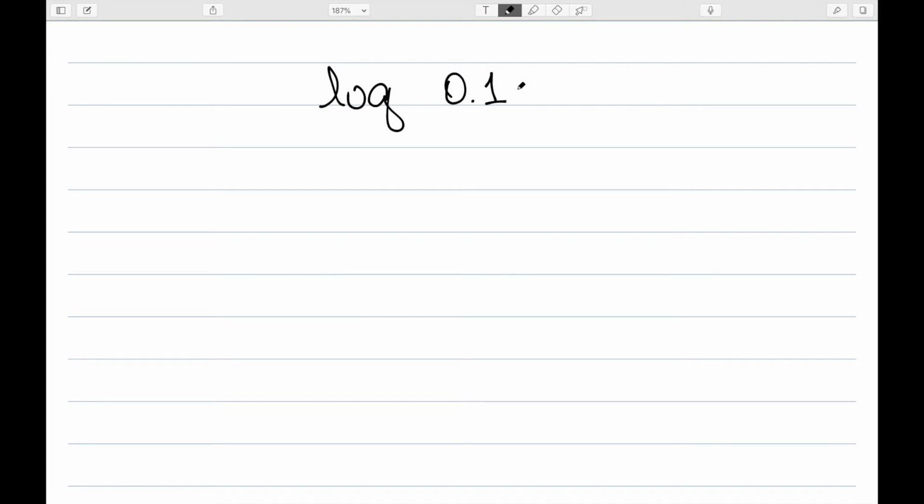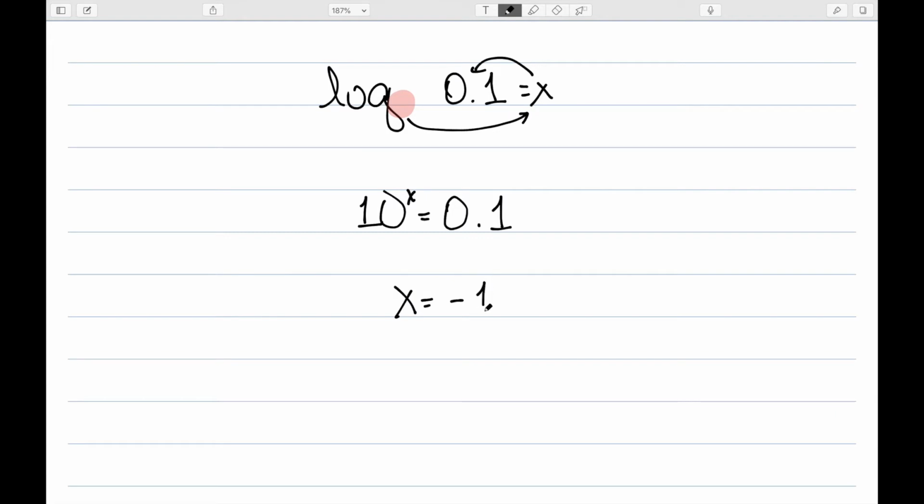I now want to look at log of 0.1. So I'm going to set it equal to x. Once again, I'm missing my base, which tells me it's going to be base 10. 10 to the x power is equal to 0.1. So x in this case is going to be -1, since 10 to the -1 is equal to 0.1.